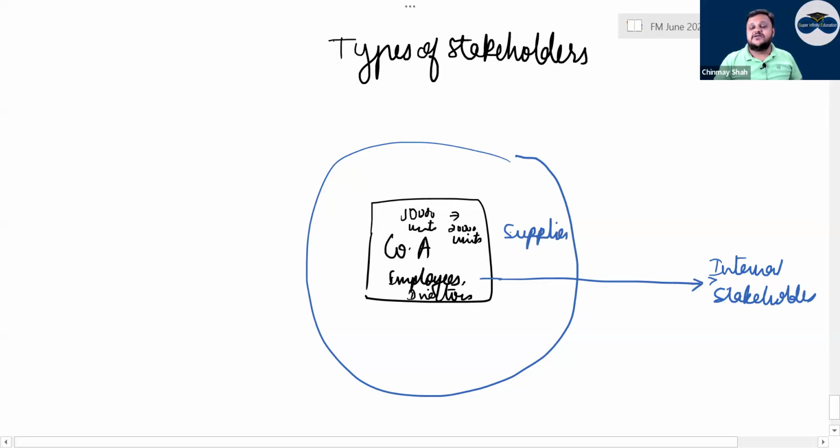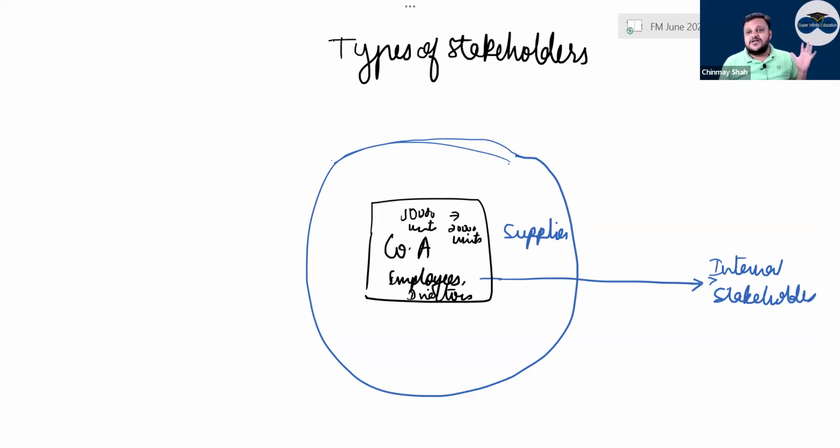They are called connected stakeholders. Whenever a company takes a decision, the first and most impact is on the internal stakeholders. The second level of impact is on the connected stakeholders. So the supplier is called a connected stakeholder. In most of your books you will get internal and external, right? So connected are nothing but internal, but the impact is not as much as on employees and directors, correct? Suppliers, instead of 50,000 units, now only 20,000 units.